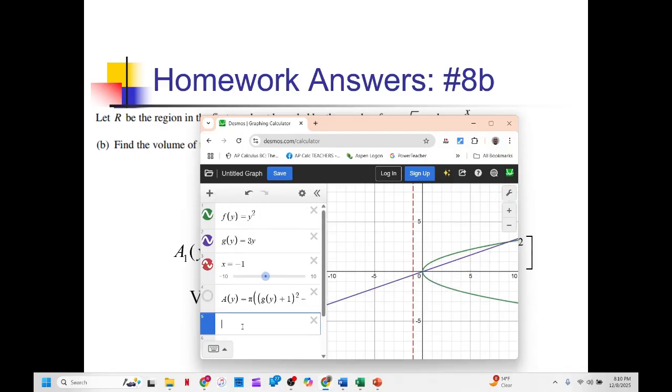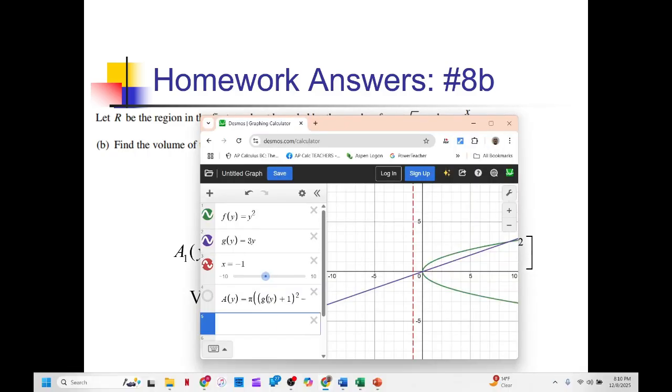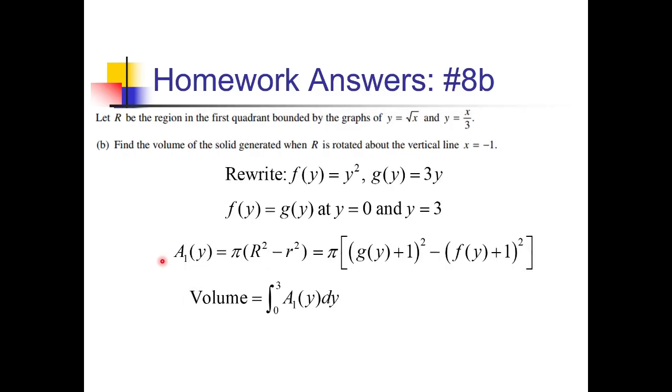All right, now let's do our integral. We were doing our integral from 0 to 3 of my area. So integral 0 to 3, A of y dy. And that's coming out to 130.062.